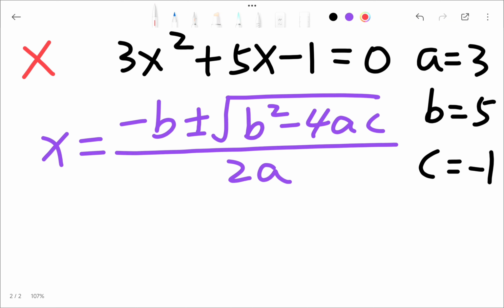Now, please note that here, that sign means plus or minus. So this is actually two formulas. One with the plus sign, the other one with the minus sign. So this normally gives us two different solutions. Let me demonstrate one of them. Say, I'll use the minus sign here.